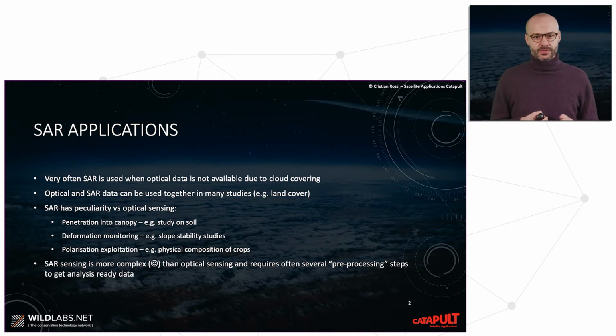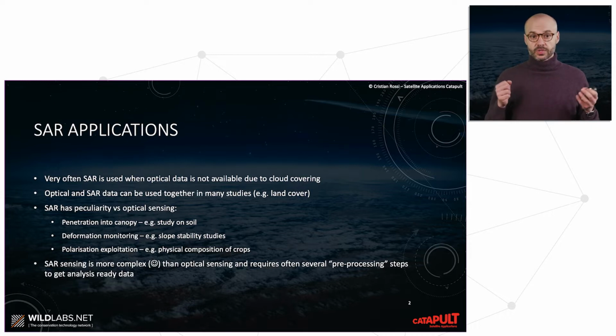Actually, the second point here is also important, that very often they can be used together, to increase the accuracy of our products, for example, land cover. Other peculiarities on optical remote sensing are written there. So penetration into canopy. Optical data would simply see the top of the canopy, while the microwaves of synthetic aperture radar can actually enter into the canopy and see the soil. So this is an advantage of using SAR data.